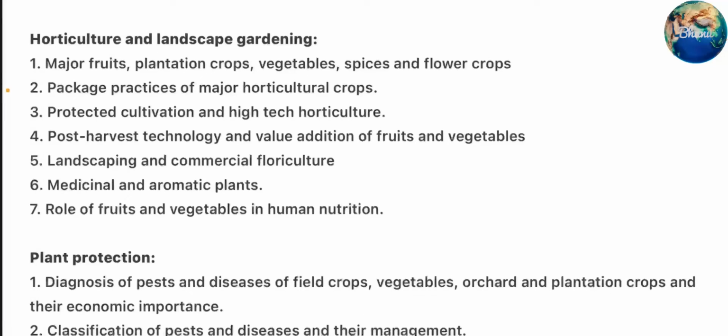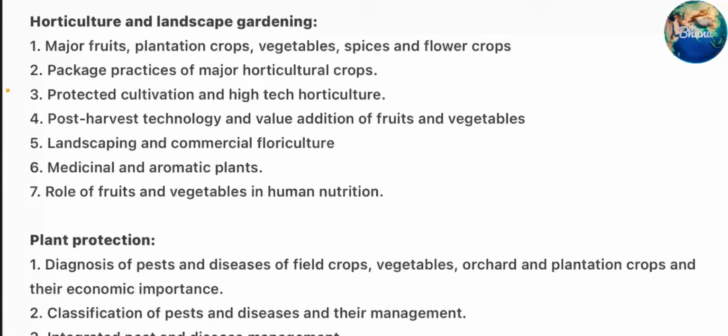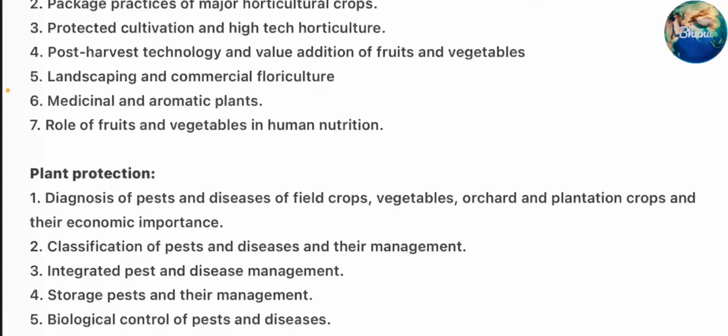Next, horticulture and landscape gardening. Major fruits, plantation crops, vegetables, spices and flower crops, package of practices of major horticultural crops, protected cultivation and high-tech horticulture, post harvest technology and value addition of fruits and vegetables, landscaping and commercial floriculture, medicinal and aromatic plants. Role of fruits and vegetables in human nutrition.